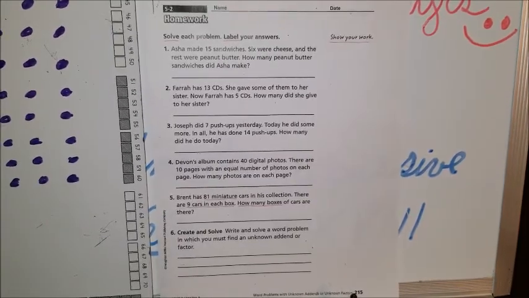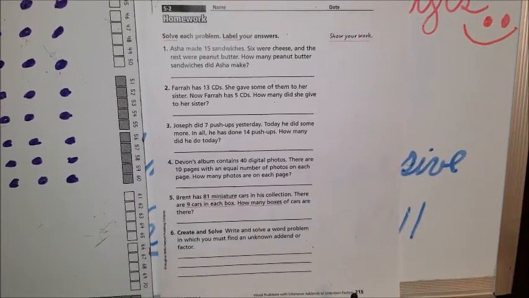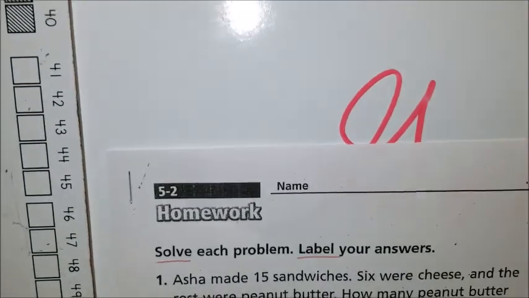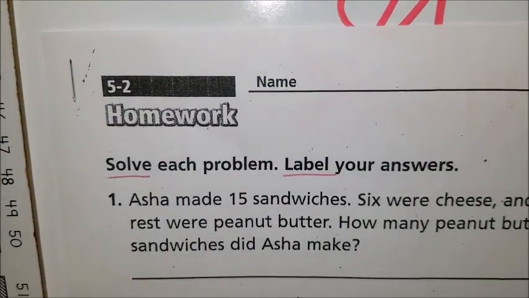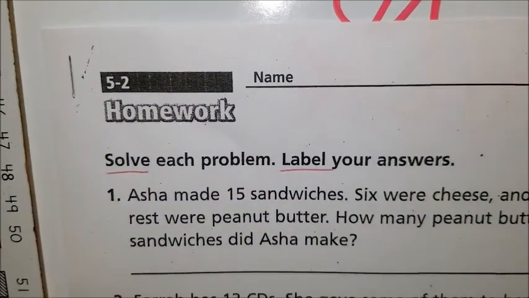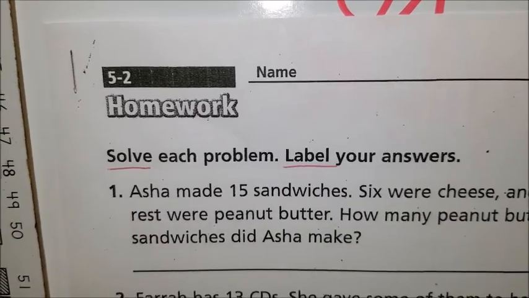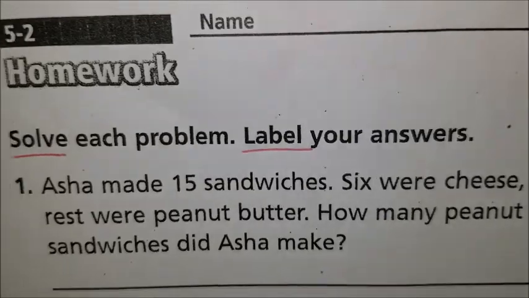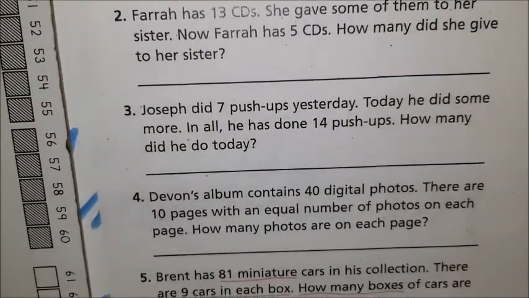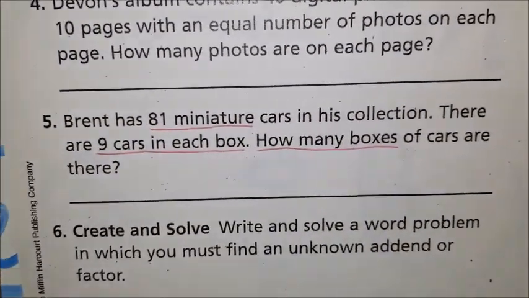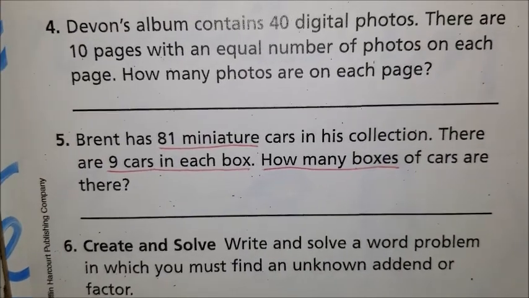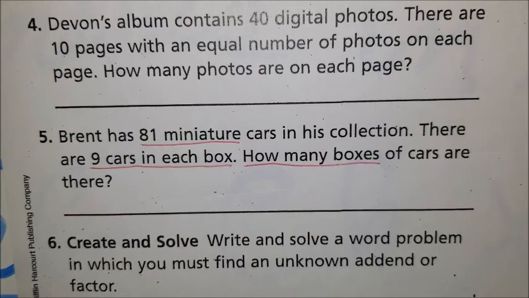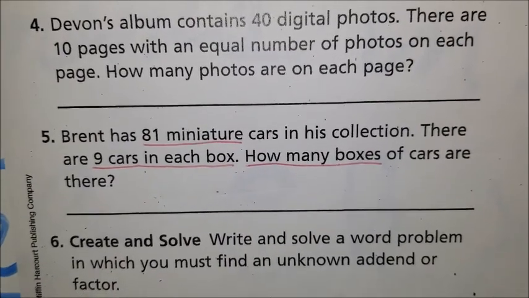Okay, now that we have that review in, let's flip our paper over and take a look at the homework side. Now, look at that, right in the directions. Solve each problem, label your answer. Boy, label your answer. That's really important. Now, let's take a look at problem number 5. Brett has 81 miniature cars in his collection. There are 9 cars in each box.